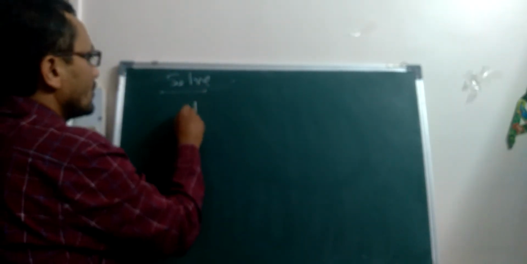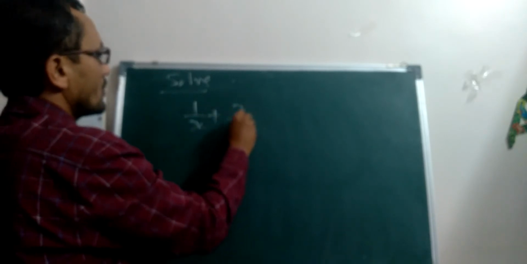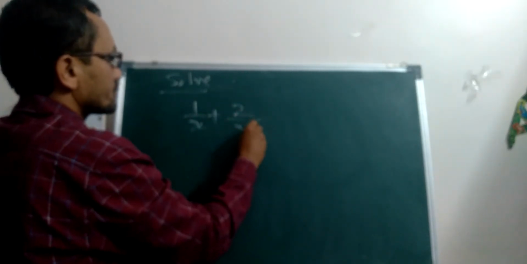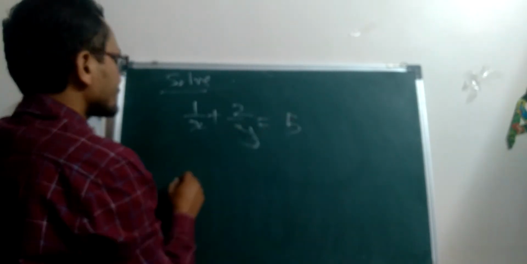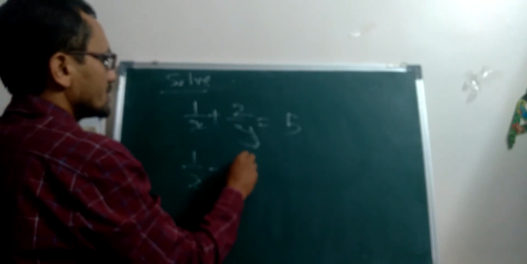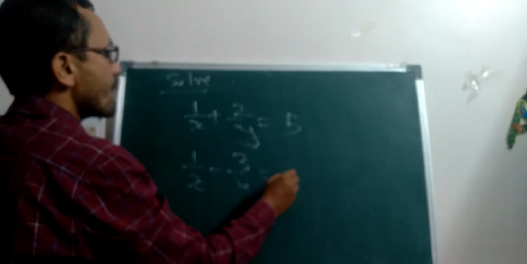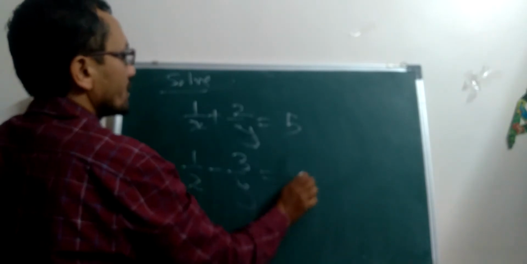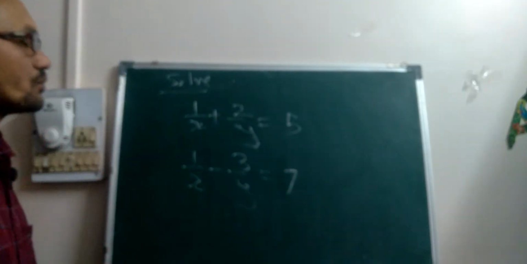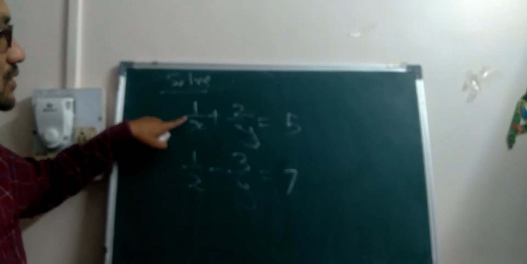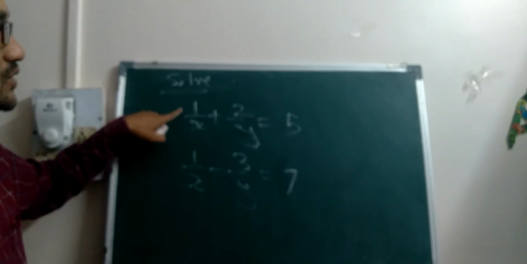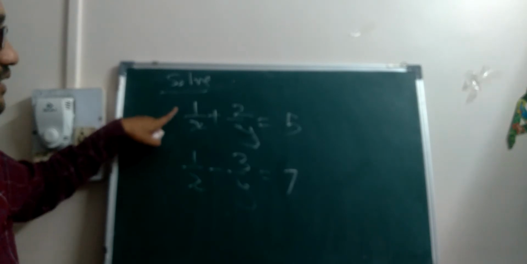Like this: 1 upon x plus 2 upon y is equal to 5, and 1 upon x minus 3 upon y is equal to 7. Now here we have two variables and two equations, but the form of x is very different. The power of x is not 1 here, so it is not a linear equation. If we directly see, this is not a linear equation, so we will convert it into linear by substituting.